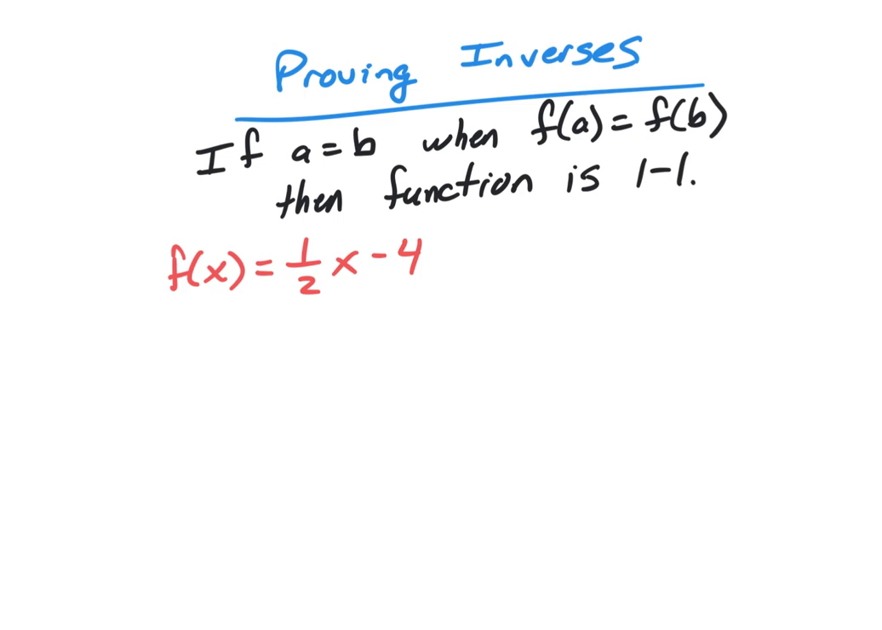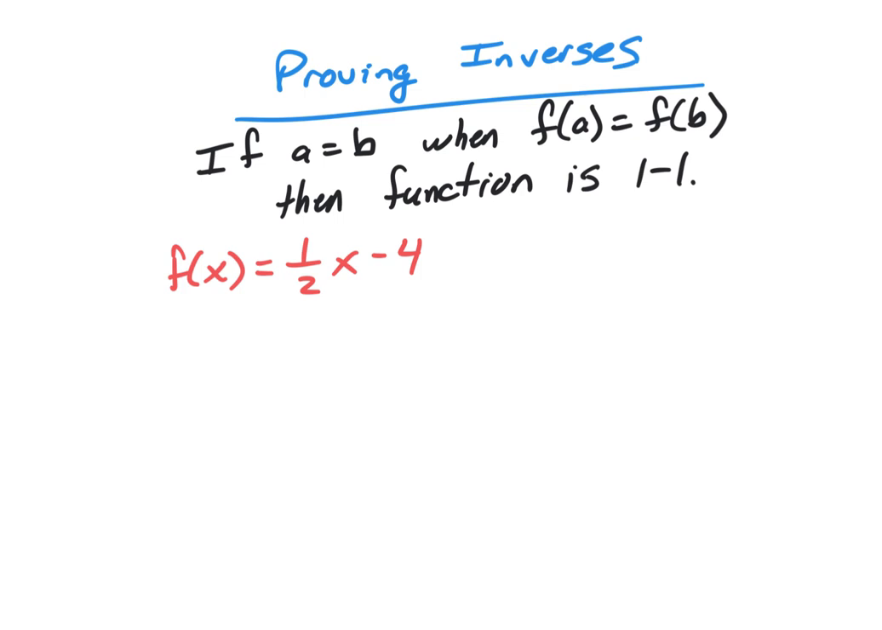So I already know that this is a one-to-one function because it's a line, and a line passes both the vertical and the horizontal line test. So that would be one way that you could prove or say it. But here what we're going to do is prove it algebraically.